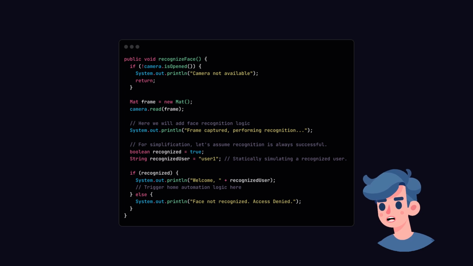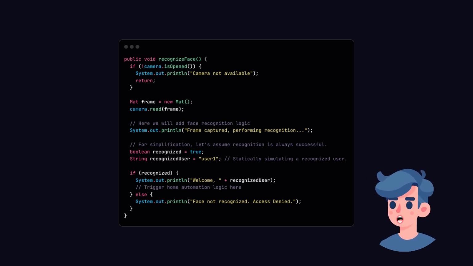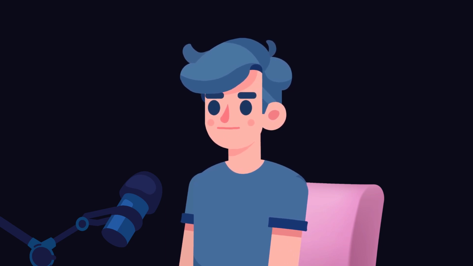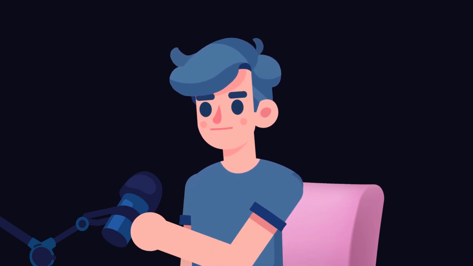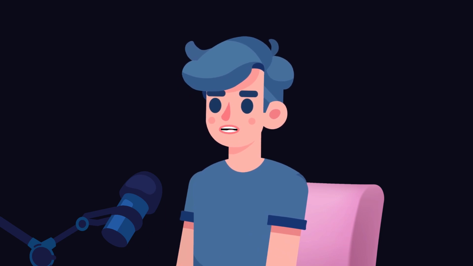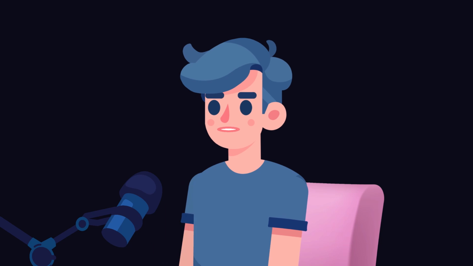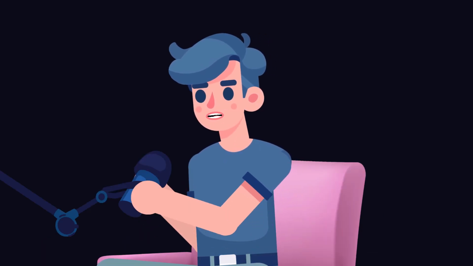Now let's implement the recognize face method. In this method, we will capture a frame from the camera, process it, and compare it against the known faces using OpenCV's face recognition algorithms. For the facial recognition, you'd typically implement algorithms such as eigenfaces, Fisher faces, or local binary patterns histogram, LBPH. For simplicity, we're simulating recognition. Integrating actual recognition is a complex topic, so ensure you refer to OpenCV documentation.